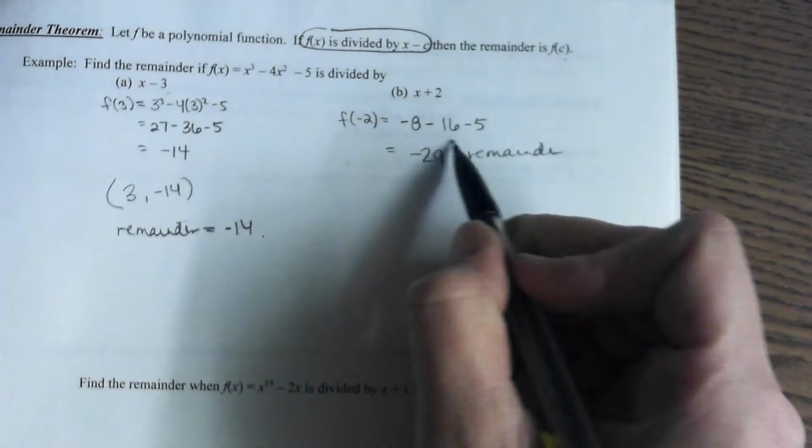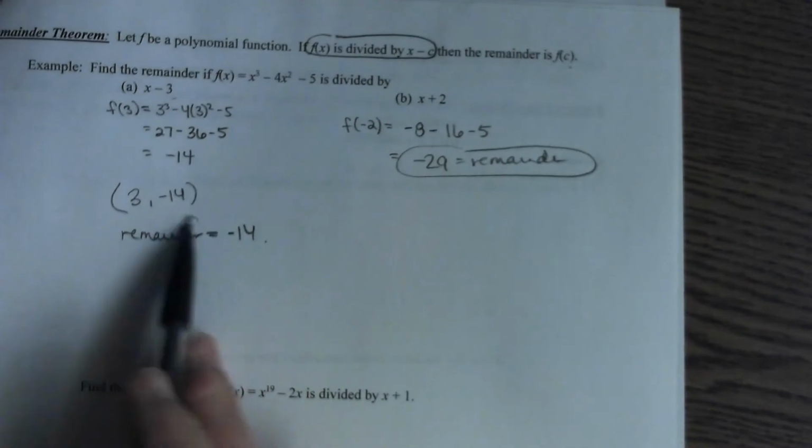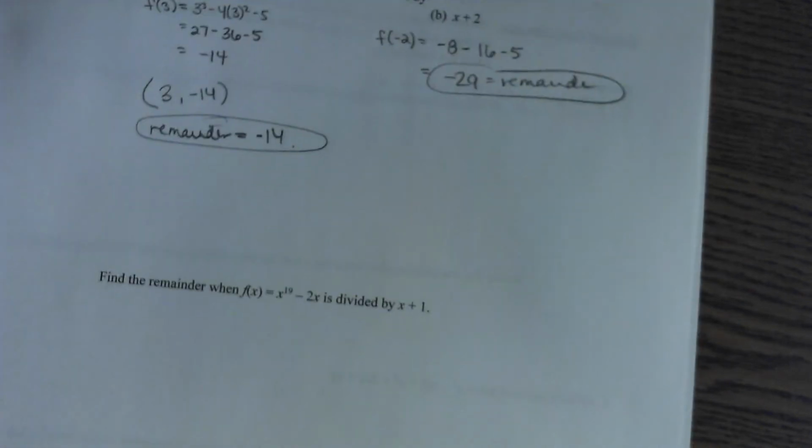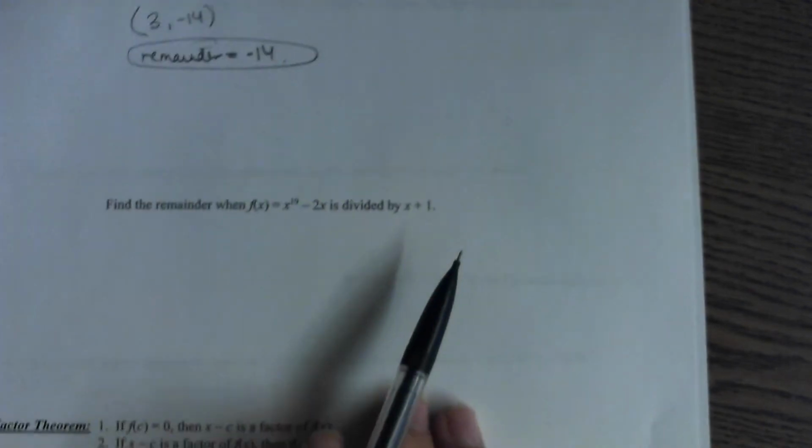What's that? If you're dividing by x plus 1, you plug in negative 1. What is negative 1 to the 19th power? That's a great question, Mrs. Rahel. Good.